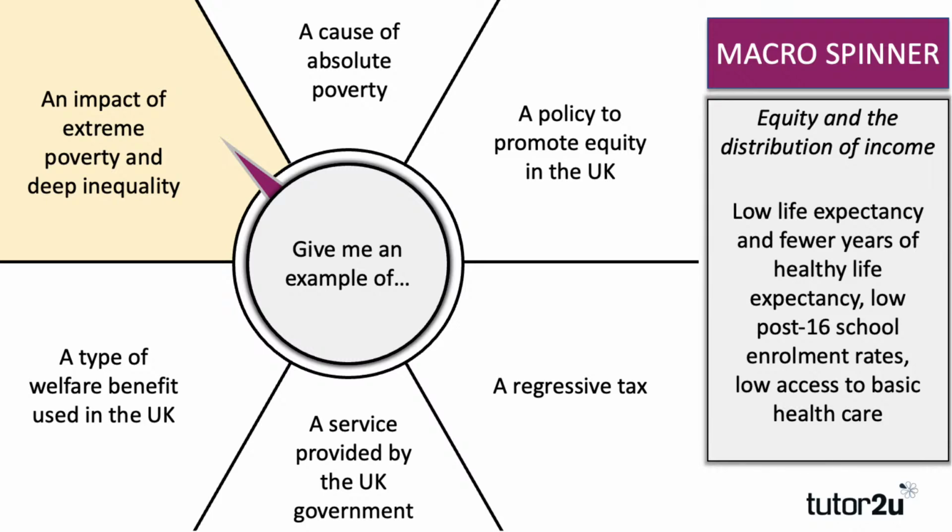So we're really thinking about things like low life expectancy, fewer years of healthy life. You could throw some other things in there when we talk about extreme poverty. High infant mortality could be included in here. We've also got low post-16 school enrolment rates. That's almost likely to be the case. You've probably also got low primary school enrolment rates as well. So all of these things would be examples of impacts of extreme poverty in LEDCs.